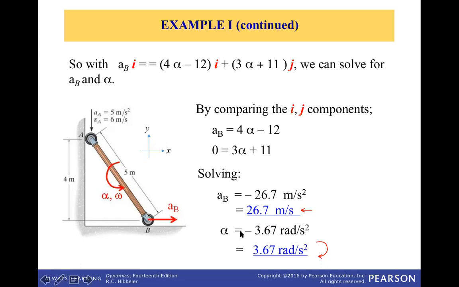Also for the alpha, it gives you alpha as negative. So that simply means, okay, our original assumption for direction of alpha wasn't right, so it's in the other direction. So it's actually clockwise, okay, in that direction.